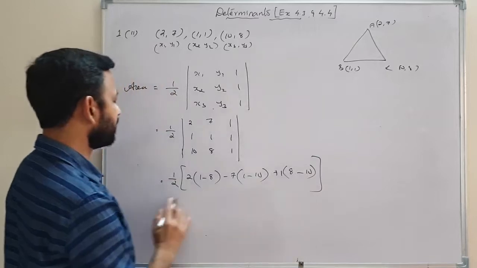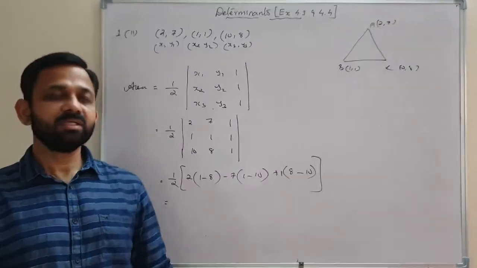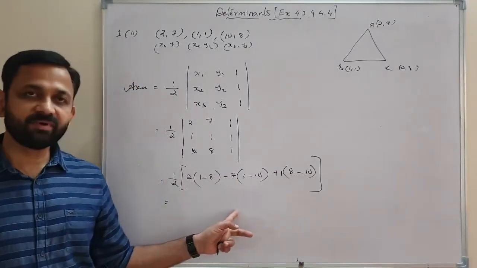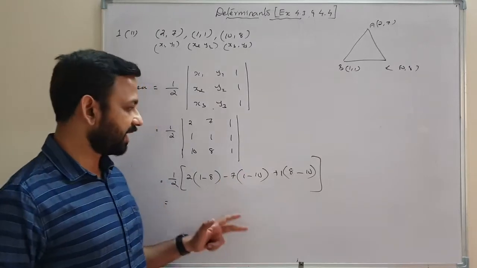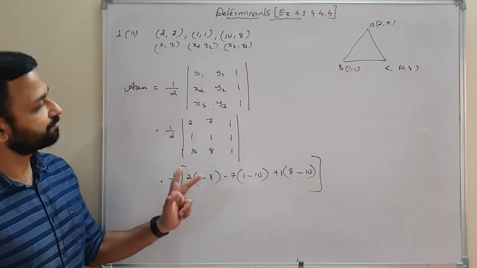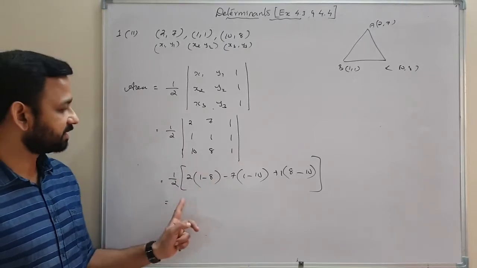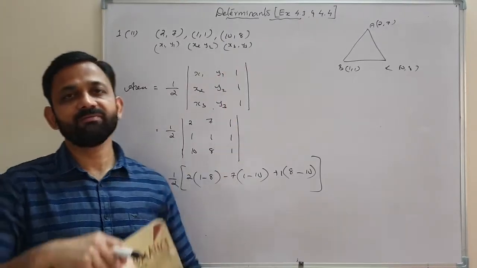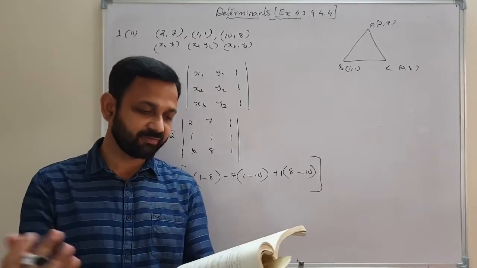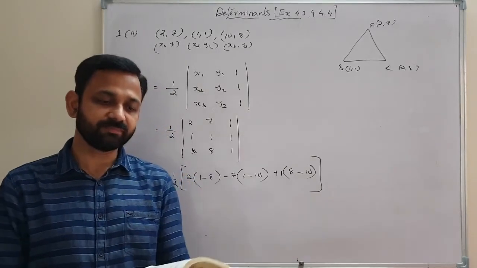So when we expand, we will get a number. If it is negative, we will take the positive value, because area cannot be negative. Area is always positive. So we can easily calculate and we will get the area of that triangle. Similarly, we can do the rest of the 2 questions.